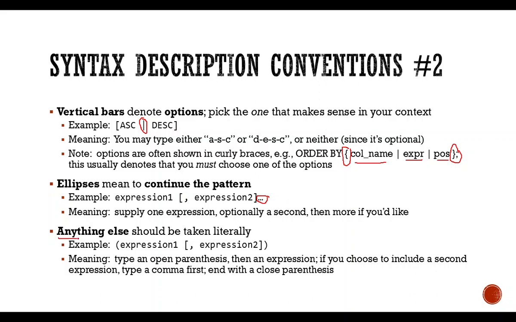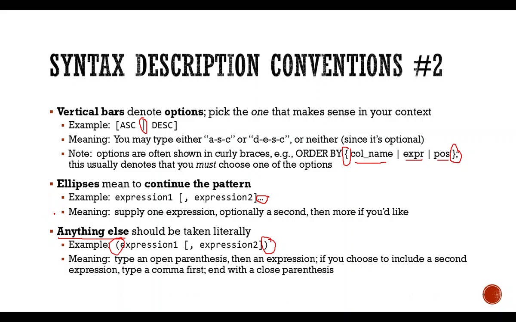Then if you see anything else that's not specifically listed here, right, on these 2 pages we've covered uppercase, lowercase, square brackets, vertical bars, ellipses. Anything else you need to take literally. So for instance, if you were to see parentheses, expression 1, comma, expression 2, dot, dot, dot, but it's all in parentheses, that means you have to type the parentheses. These are not a notational artifact of a syntax description. They are required by the command, right? So that's all fairly typical syntax descriptions, and in fact some of these conventions you'll see when you look at syntax descriptions for other languages too. If you're studying Python, Java, they may be expressed in a very similar way.